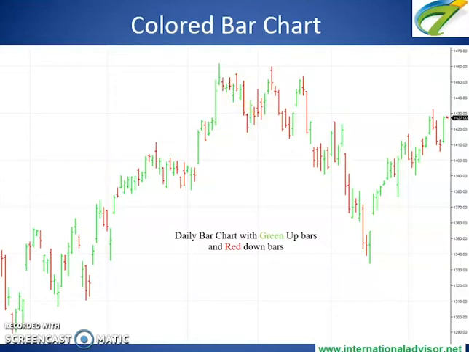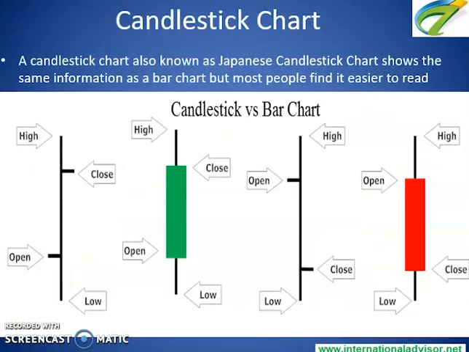The third type of charting, and the most commonly used one, is the candlestick chart. The candlestick chart, also known as the Japanese candlestick chart, shows the same information as a bar chart, but most people find it easier to read. So here, candlestick versus bar chart, if we compare, as we just discussed, this is a bar with this open, close, high and low. So we simply combine opening and closing prices to give a filled body like this.